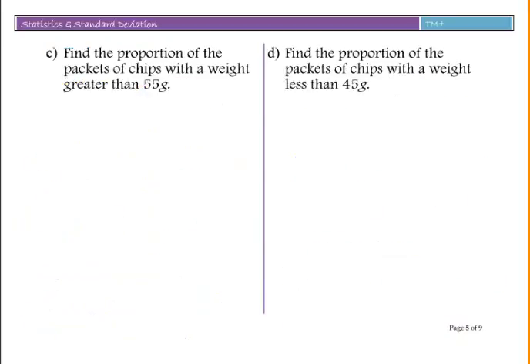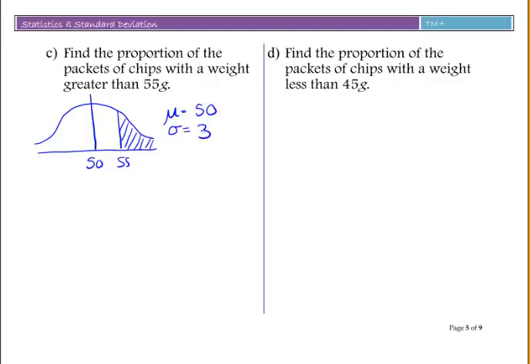Next, find the proportion of packets of chips with a weight greater than 55 grams. Again, draw your picture. The mean was in the middle of 50. Say this is my 55. So now I want this area here greater than 55. Remembering that our mean was 50 and our standard deviation was 3. So our Z score for a score of 55 is going to be X minus the mean over the standard deviation. So 55 minus 50 divided by 3, 5 divided by 3, or 1.67.